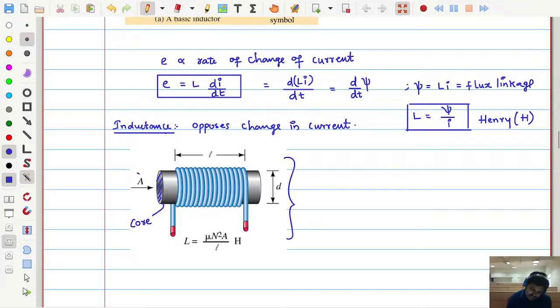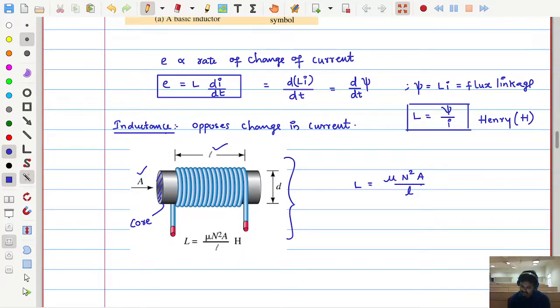So the area of cross section, let us assume as A. Is that some material we are choosing for the support of framing this coil? So that area of cross section is A, and the length of this coil, how much length I am distributing this coil, is L. Then based on these dimensions, we can come to this expression that inductance L can be written as mu n square A by L.